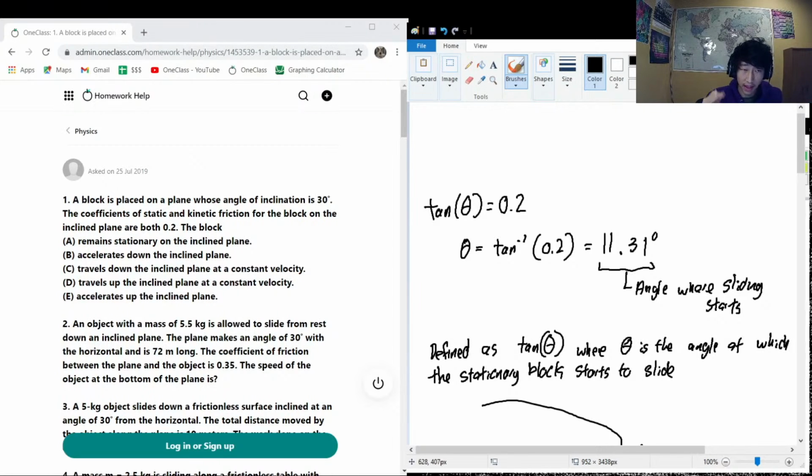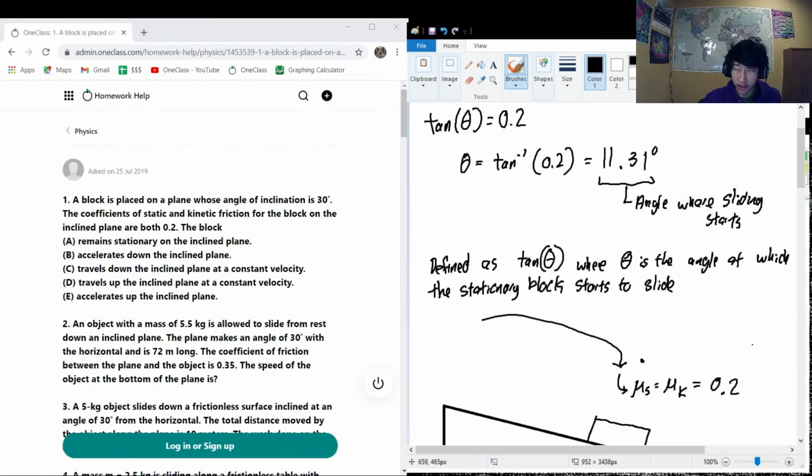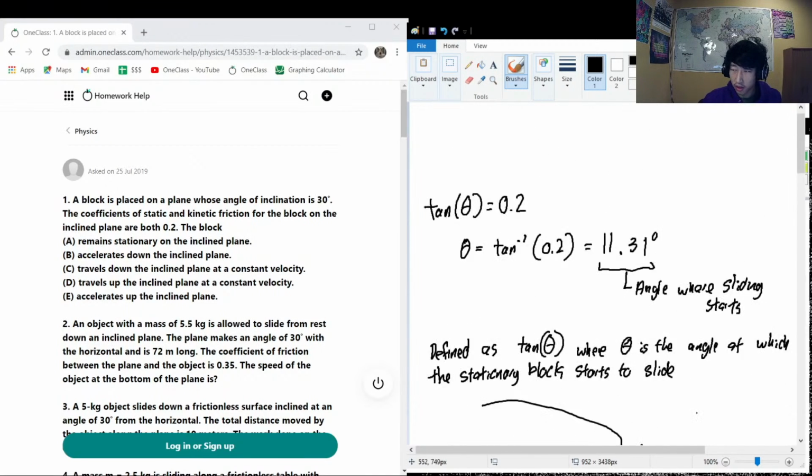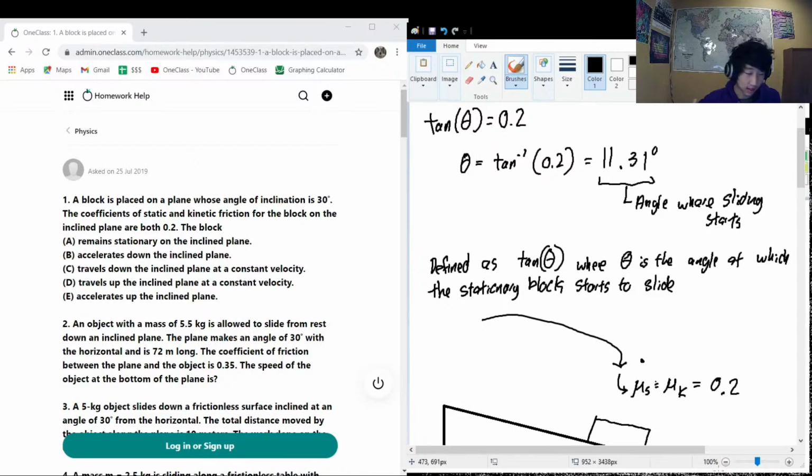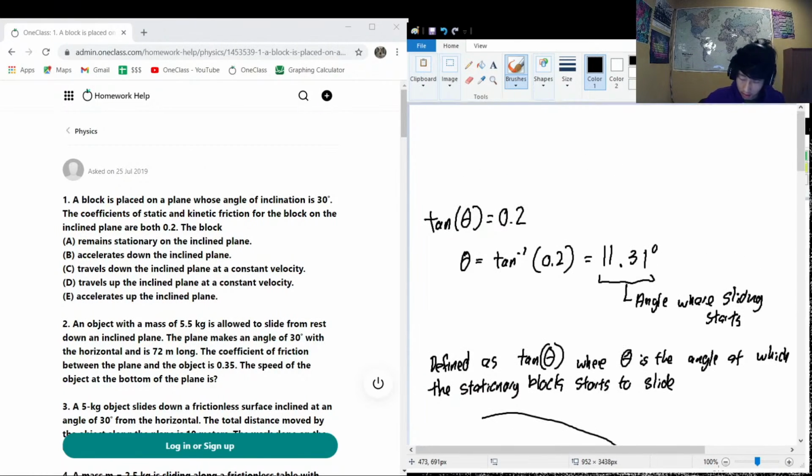So the angle has to be less than 11 degrees for this to stay stationary, right? So if it's here, it's a very small angle, you're not going to slide. But when you've got it really sloped up like this, more likely to slide. So we know that 30 is greater than the critical angle where it starts sliding. 30 is bigger than 11.31 degrees, so it must be sliding at this point.